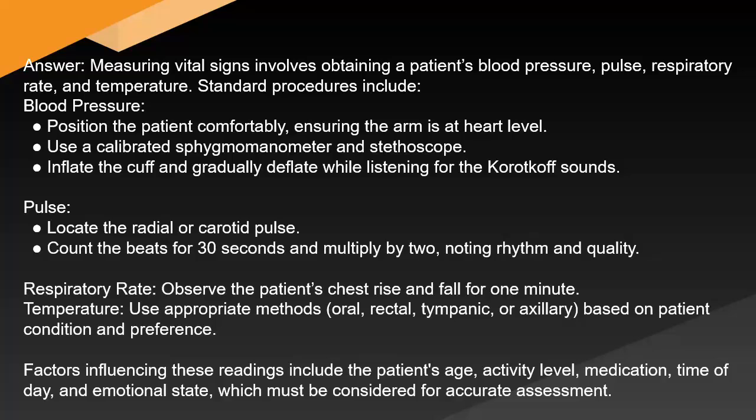Pulse. Locate the radial or carotid pulse. Count the beats for 30 seconds and multiply by 2, noting rhythm and quality. Respiratory rate. Observe the patient's chest rise and fall for 1 minute. Temperature. Use appropriate methods, oral, rectal, tympanic, or axillary, based on patient condition and preference. Factors influencing these readings include the patient's age, activity level, medication, time of day, and emotional state, which must be considered for accurate assessment.